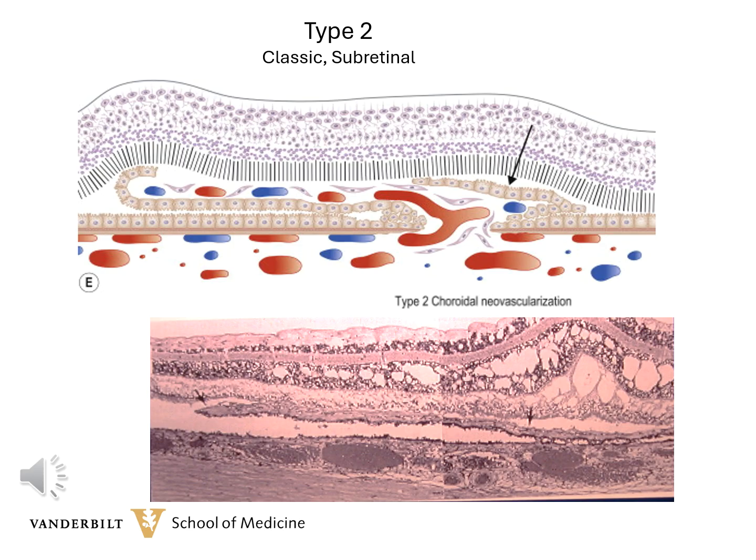The top figure is again from the Gass atlas. It depicts the neovascular net growing in the subneurosensory space. Note the black arrow that points to some abnormal retinal pigment epithelium. The bottom photomicrograph is one of a neovascular membrane. Note the proliferation of the RPE under the net and growing around the leading edge of the membrane.